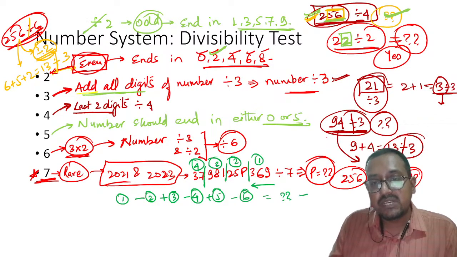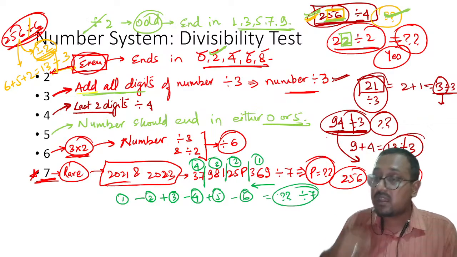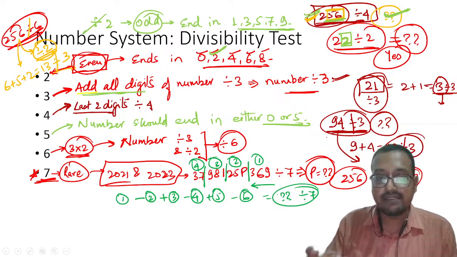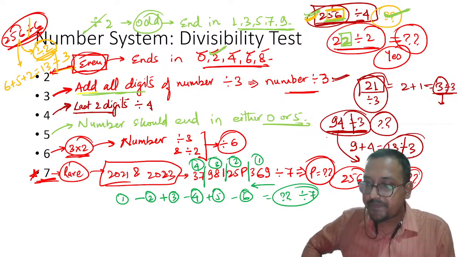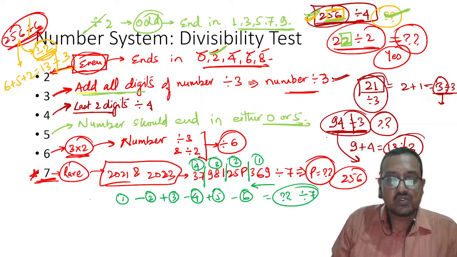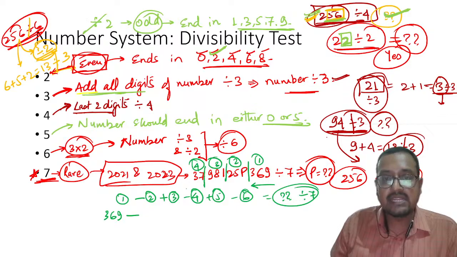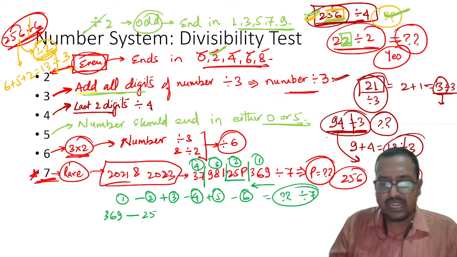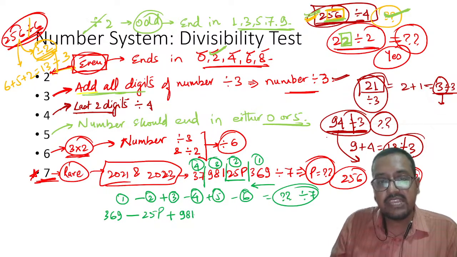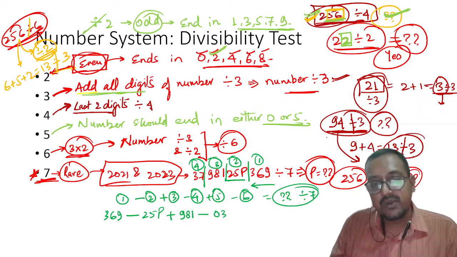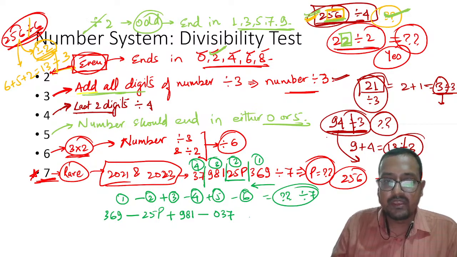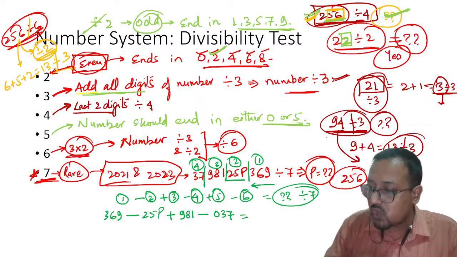Whatever number we get must be divisible by 7. Understood this thing? So what will happen? What is the first pair? 369 minus 25P, some digit will be there, plus 981 minus 037. Understood?